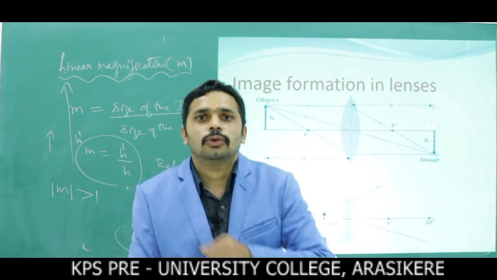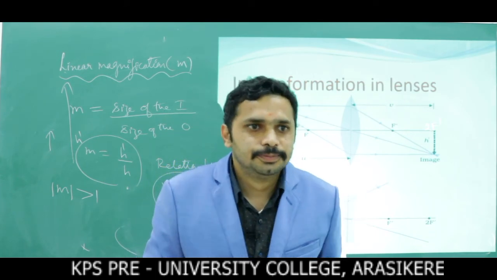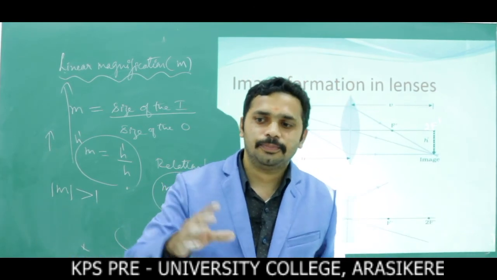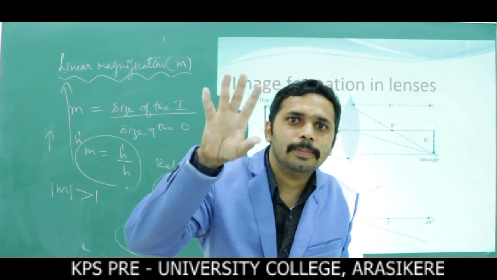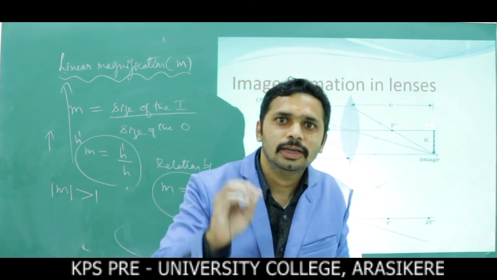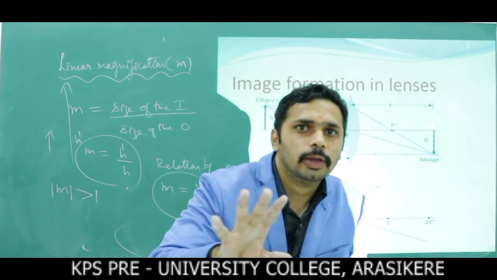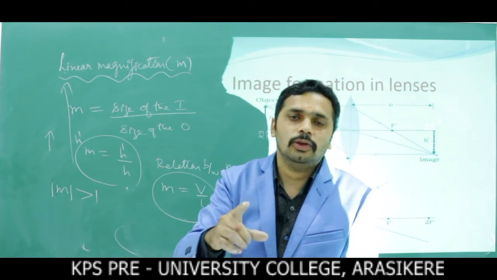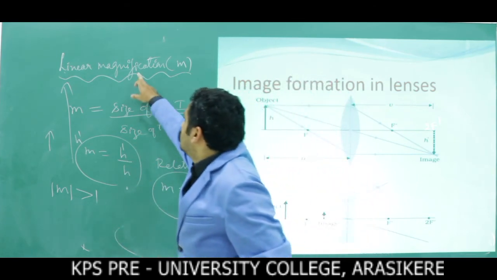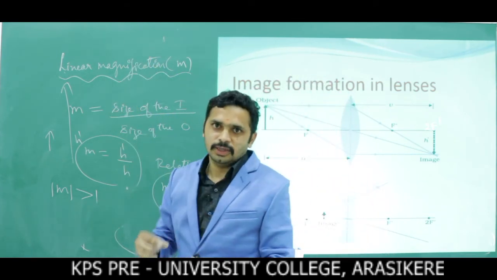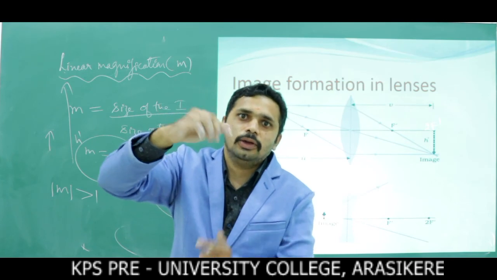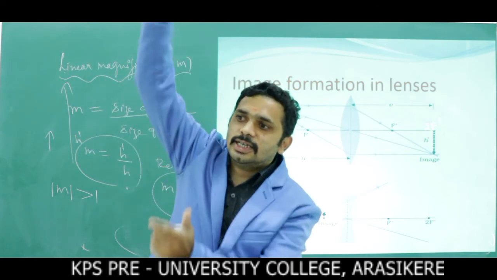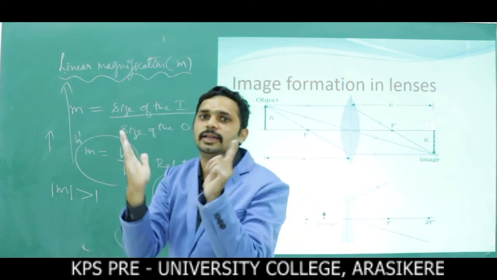Now we are going to discuss a very important topic, a combination of lenses. In practical life we combine lenses, for example in telescopes and compound microscopes. Why do we have to do the combination? Because to increase the magnification. The image that comes is small, so you have to increase the magnification, increase the image height and the size of the image. So you have to combine the lenses.